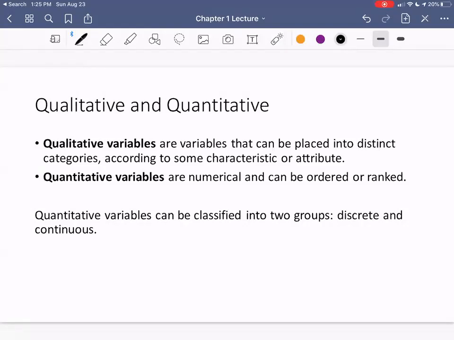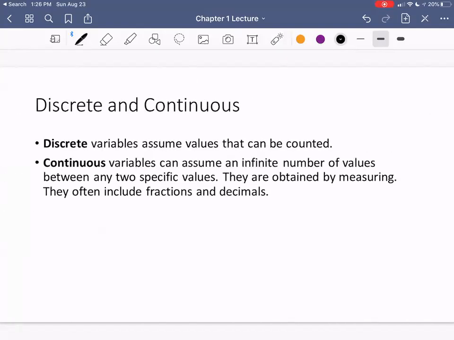Before we move into what's qualitative and what's quantitative, because we're going to get to that, what I'd like to do first is identify what is discrete and what is continuous. Discrete are values that can just be counted. So numbers like 1, 2, 3, 4, 5.